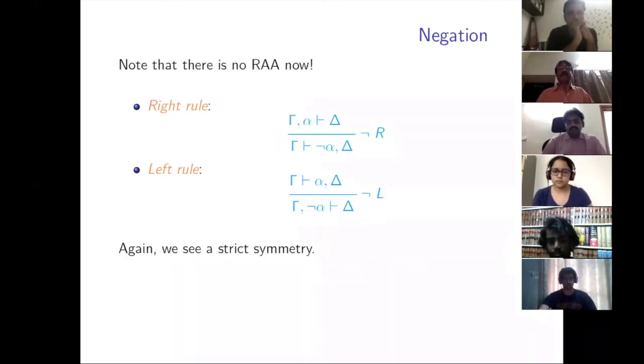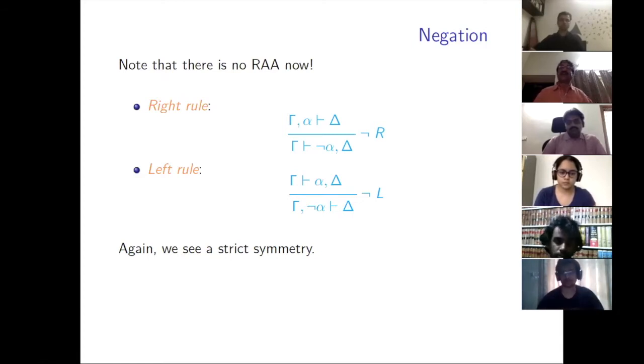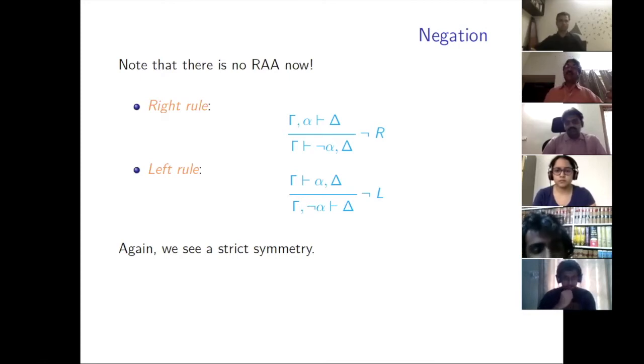And negation is simply beautiful. Reductio ad absurdum, there is nothing like getting a contradiction, all that is gone. What is the right rule? It says if assuming alpha I have derived delta, I can always derive either not alpha or delta. That's exactly what it says.